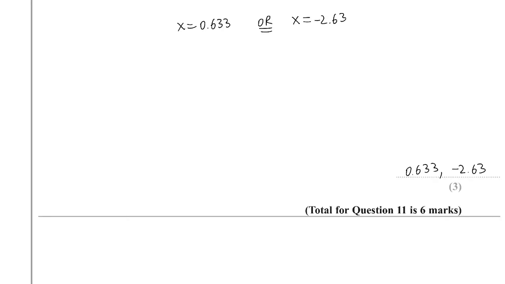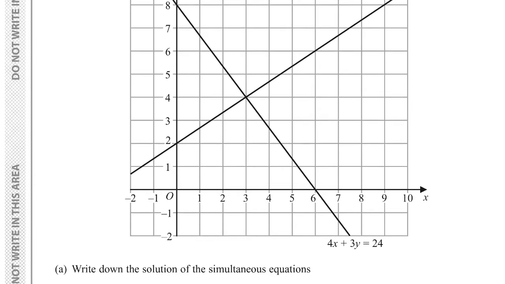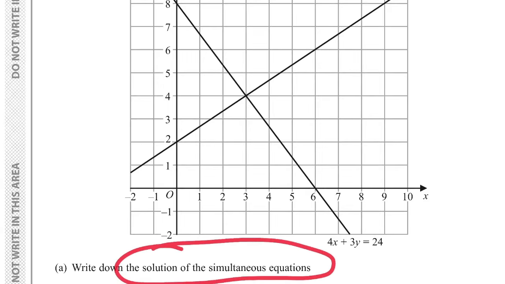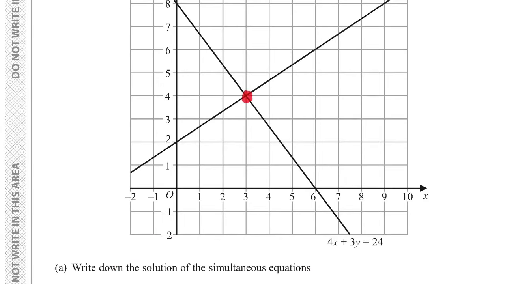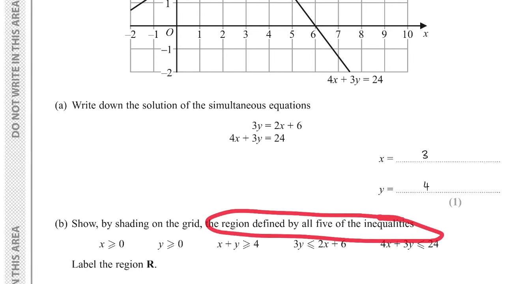That's question 11 of this paper. In question 12, we've got two straight lines drawn on the grid. It's 3y is 2x plus 6 and 4x plus 3y is 24. We actually need to write down the solution of the simultaneous equations, which is just the point of intersection here at 3, 4. So x is 3 and y is 4. And then we need to show by shading the required region, which is defined by all of these 5 inequalities.